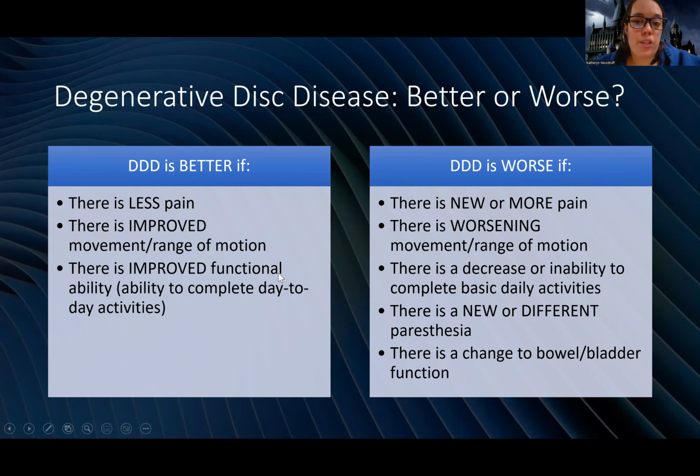This is going to be pretty much the same, the better or worse. Everything about it getting better is about the pain, functional ability, range of motion. But the difference here for worse is a decreased ability or inability to complete basic daily activities. So like I said, if they start to be unable to drive their car, take care of themselves and stuff like that, that's when we're going to start to look at, hey, things might be getting worse.